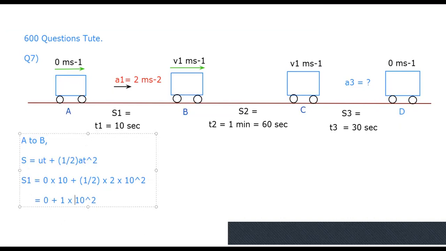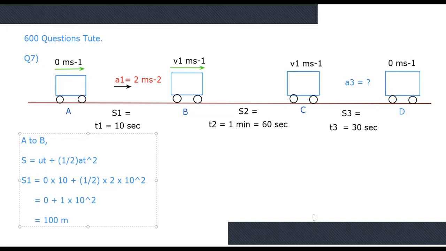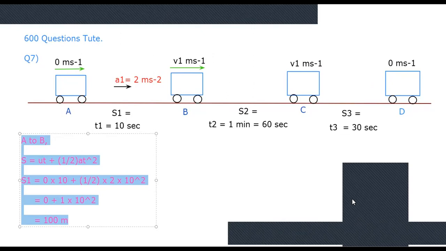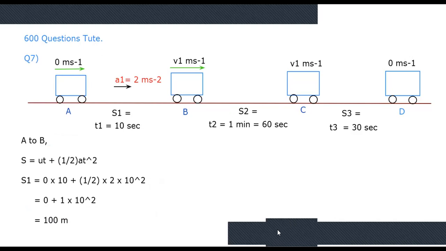So what is 10 square here? Somebody please tell me. Lamai, unmute the mic and tell me what the 10 square is. 100. Yeah, 100 meters. So S1 is 100 meters. To find S1, A to B, we have applied S equals UT plus half AT square.